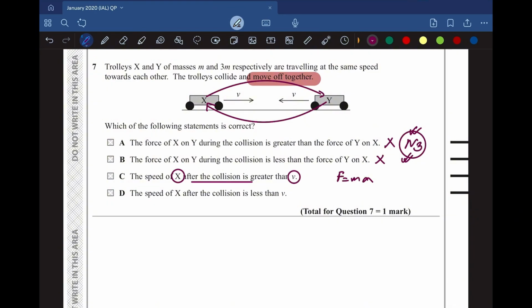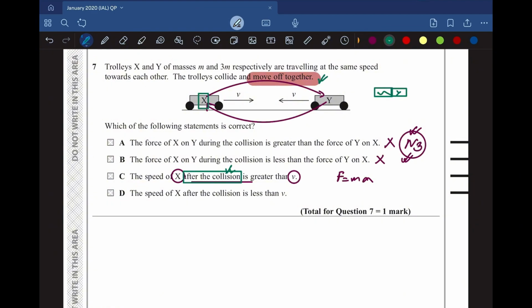We know when they have exerted force after the collision, they are saying after the collision. So after the collision, we know they will move off together. So when they move off together, the mass of x and y will be together. So basically we can say the mass will increase because they are now moving together. X and y are now one mass as they are moving together.